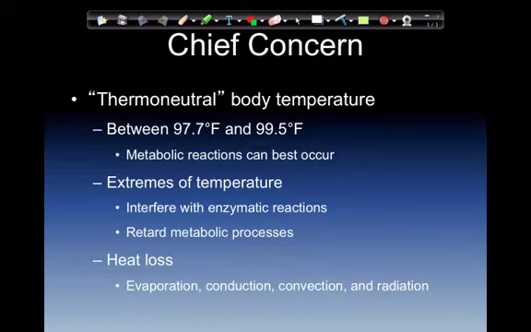Chief concerns: thermoneutral body temperature is between 97.7 and 99.5 degrees Fahrenheit. Metabolic reactions best occur at these temperatures. Extremes of temperature interfere with enzymatic reactions and retard metabolic processes. Heat loss occurs through evaporation, conduction, convection, and radiation. These forces are at odds with the body's need to maintain an internal core temperature. 65% of the body's heat is lost through simple radiation of heat to the atmosphere. Wearing layered clothing can help decrease this loss.